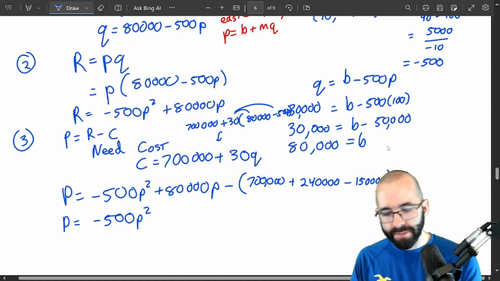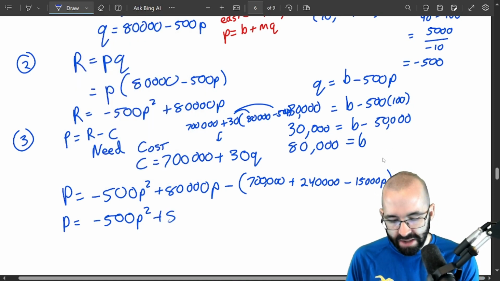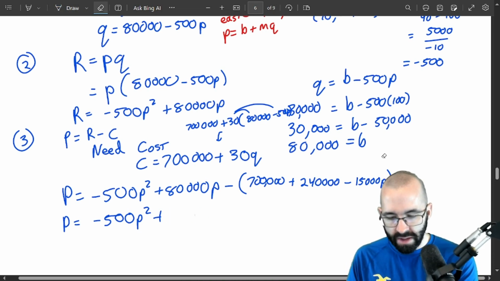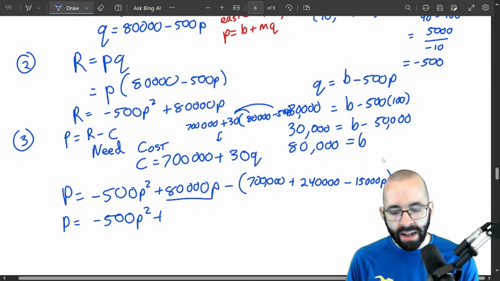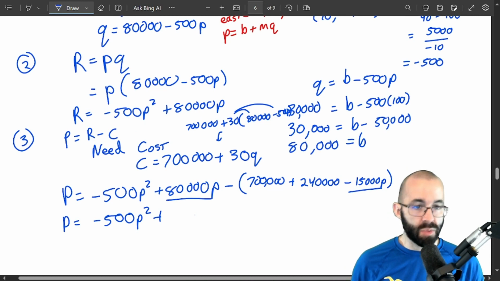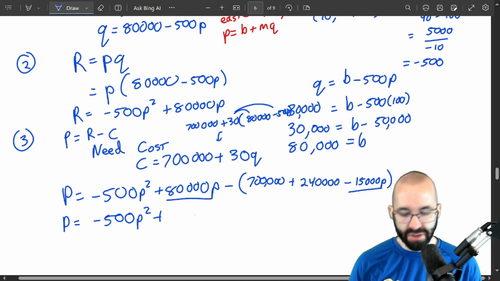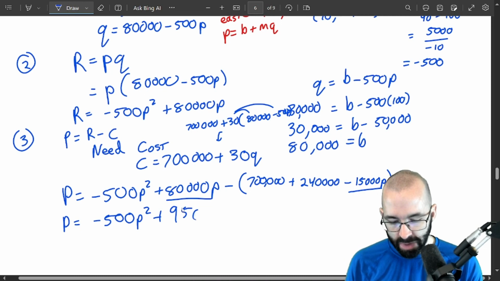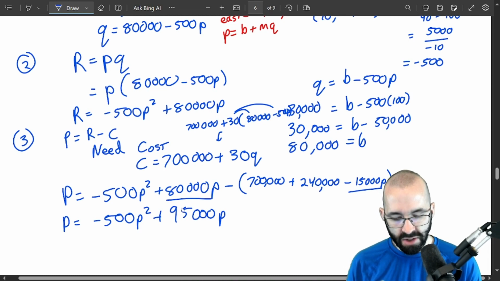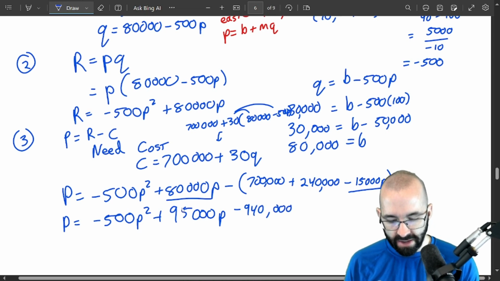All right, sorry about that. What we have here is plus 80,000p. We can combine like terms. We're adding an 80,000p, and then, because we're subtracting a negative, adding another 15,000p. Now we have 95,000p. The constants are just going to be the 700k plus the 240k. That's 940k. There's a lot of zeros. This is our profit equation.